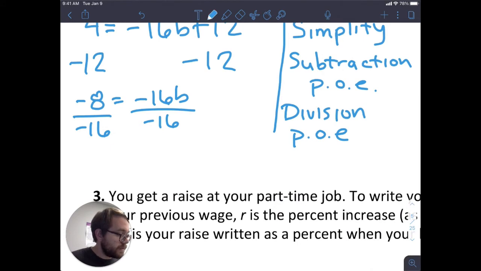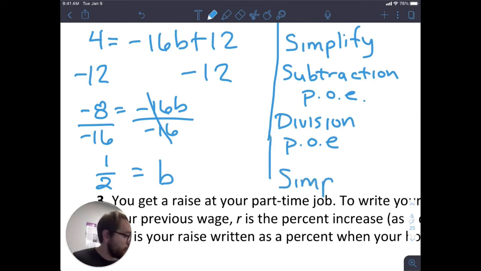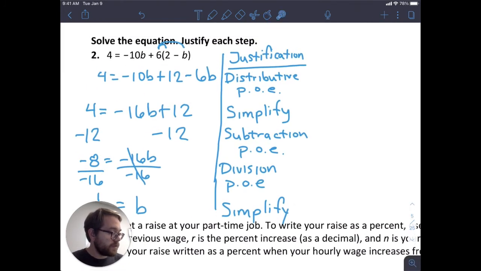And then what do I get? Well, I have b equal to negative 8 divided by negative 16, which reduces to positive 1/2. And that was, again, I just simplified. I simplified the expression. Negative 8 divided by negative 16 reduces to 1 over 2, or 1/2. So there we have our solved equation off on the left.